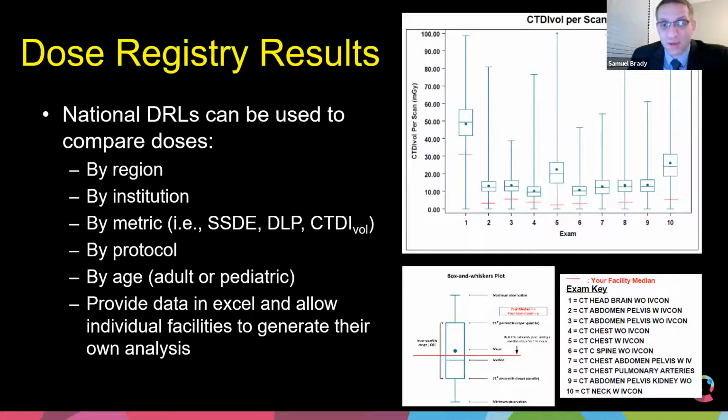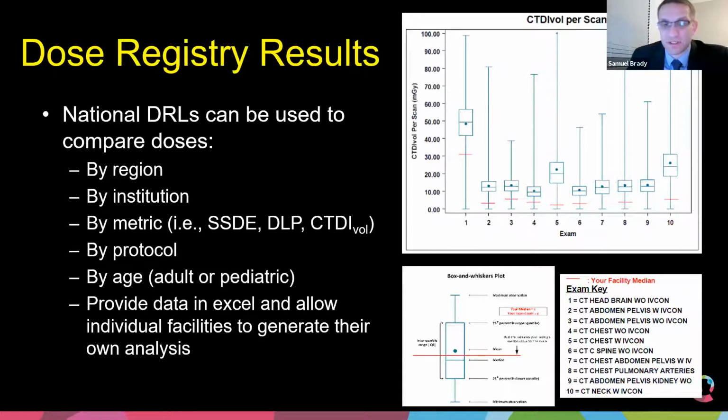So this is a plot, an example of my hospital for 10 specific CT scans. And you can see here, this one right here is brain, it's a neuro, and the rest of these are body. You can see I listed them right here. The red line, as it says right here, is my facility median. And then the box is the national level. So once again, as I pointed out, the top of the box is the 75th percentile. The middle line in the box is the median. The dot is the mean.